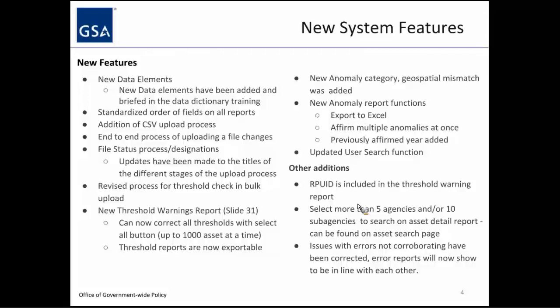As I said previously, we have added the option of using a CSV for the bulk upload process, and then end-to-end processing of uploading a file has changed slightly. So we have different file status process designations, as well as a revised process for threshold check, and Alexis will again go over that in the demo. We have some new anomaly categories and report functions, and then an updated search function. You can see there's a few additional additions that we made over on that right-hand side that are not specifically highlighted in this presentation, but there's just a few things that we did make enhancements to over the year.